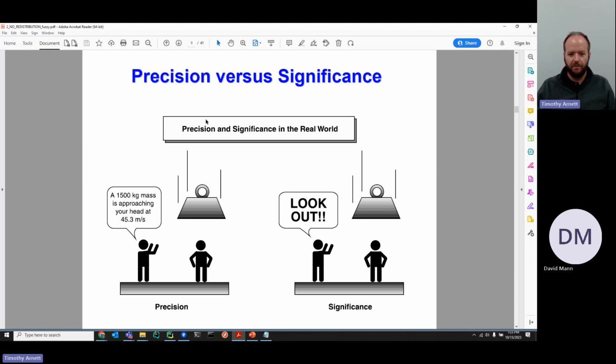A fun example of this is you have some object that's falling towards a person, and another person is attempting to warn them, and this person is providing them information that is very precise. They're saying that this 1,500 kilogram mass is approaching your head at 45.3 meters per second. And although they're correct, or we'll assume that they're correct, they have some sort of state estimator that's very accurate in getting this information, and it is of course important for them to relay information of the danger to this person that is about to get hit by this object.